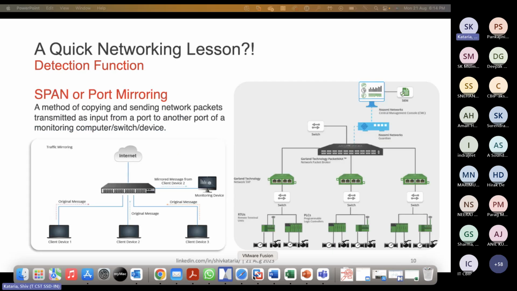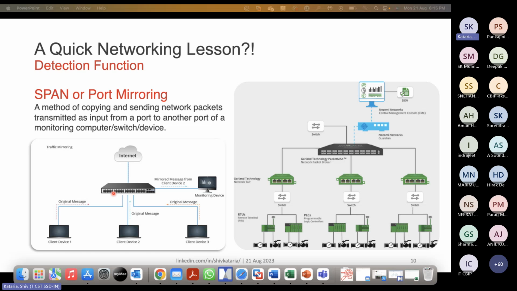Now, a bit of networking lesson here. We are required to configure a SPAN or mirror port to be able to use the intrusion detection system in our switches. Generally, all managed switches provide the capability to configure mirror ports. What a mirror port basically does is, whatever traffic is flowing between these network ports, it copies the same traffic and forwards it to one of the network ports of our choice.